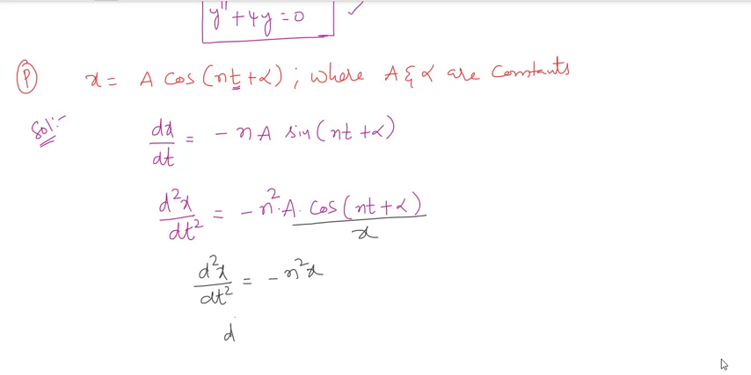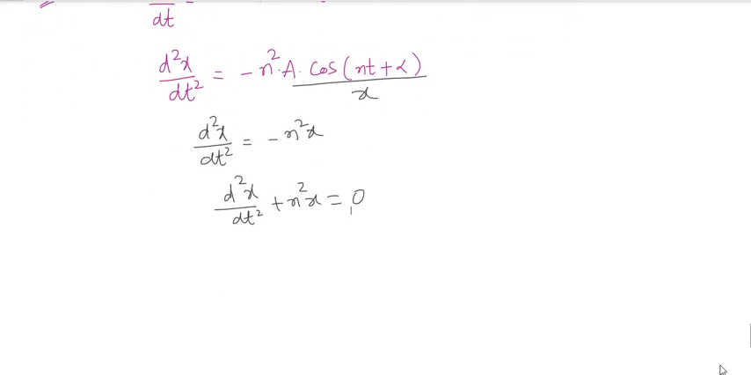So directly, if I write it as d square x by dt square plus n square x is equivalent to 0, this is the differential equation. Am I correct or wrong? This is your differential equation. So likewise, you people have to do it.